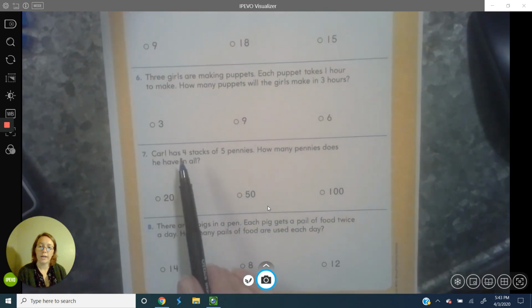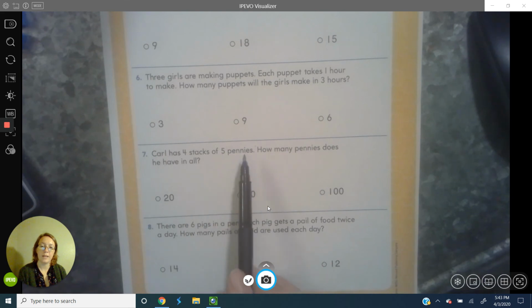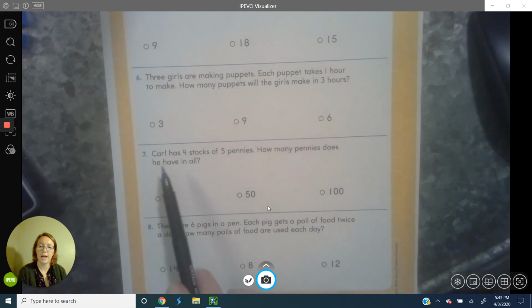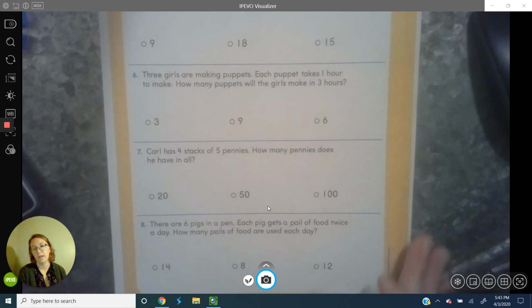Carl has 4 stacks of 5 pennies. How many pennies does he have in all? I would draw out your stacks, put your pennies in there.